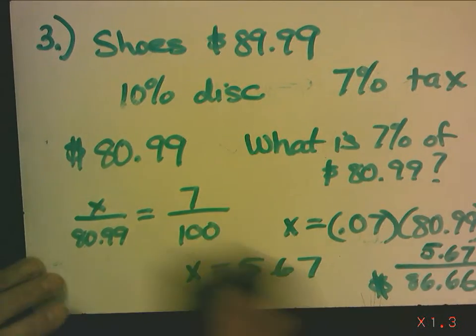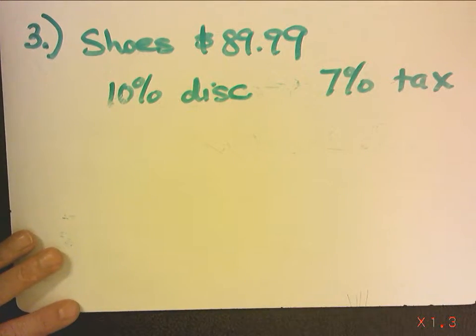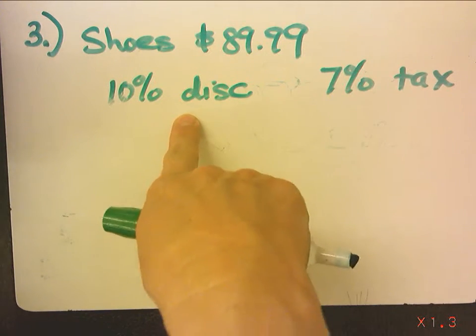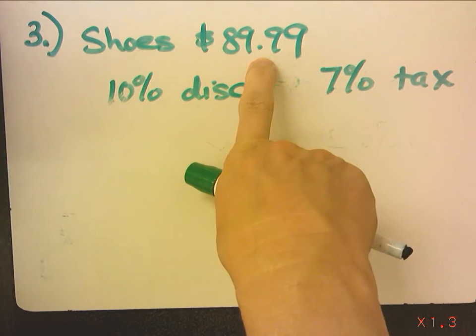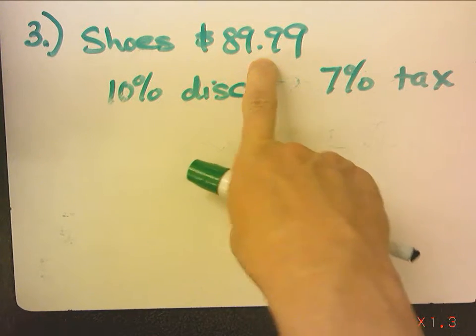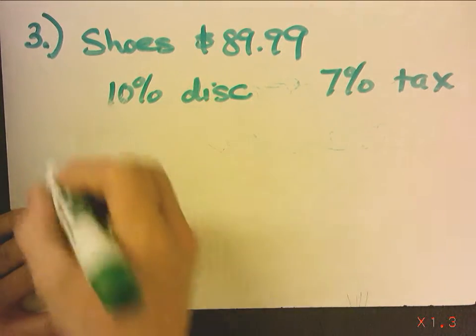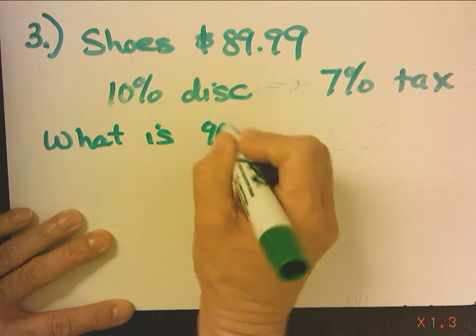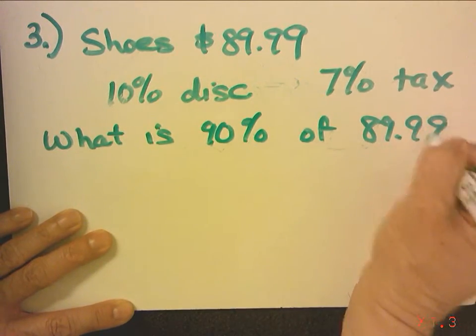Okay, now that was one way to do it. Now, another way to do it is say to yourself, well, if I'm getting a 10% discount, am I really paying 100% of the $89.99 price? No, I'm only paying 90%. So I could ask the question, what is 90% of $89.99?